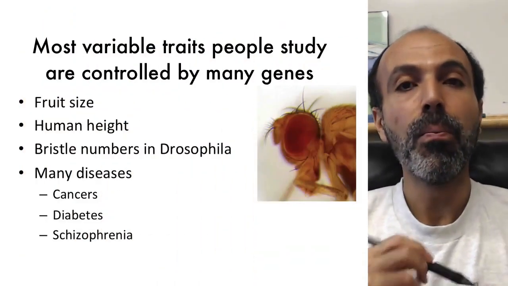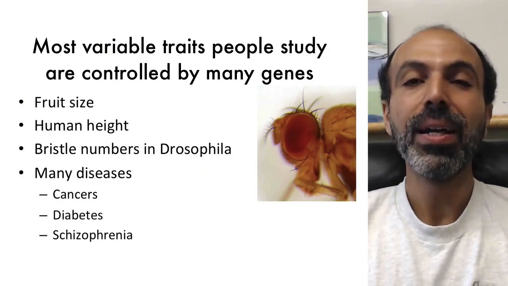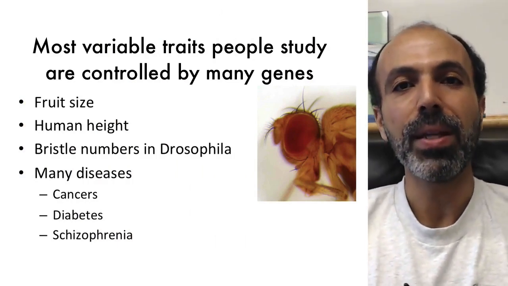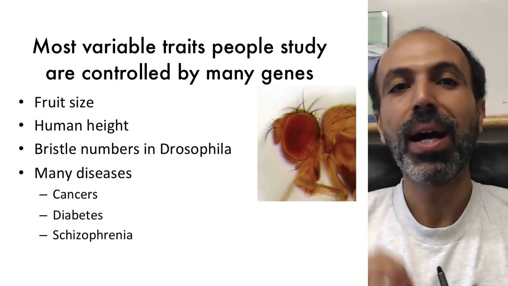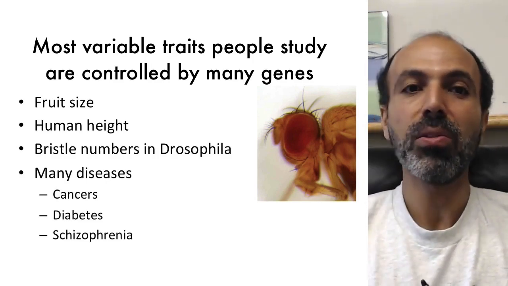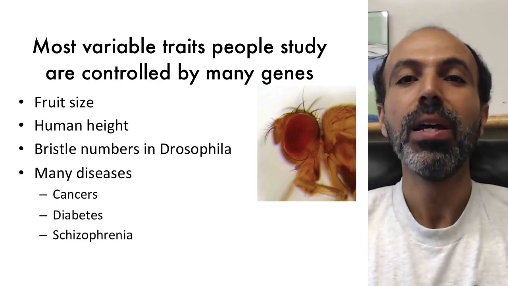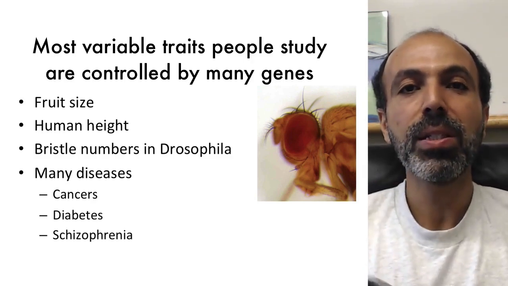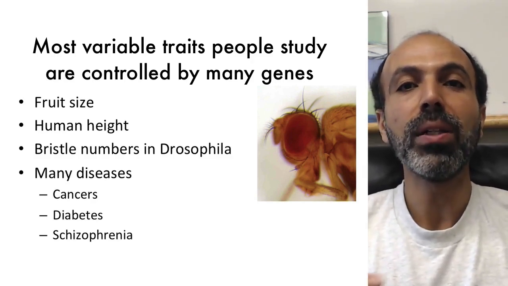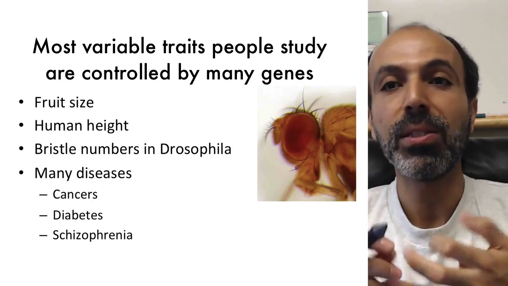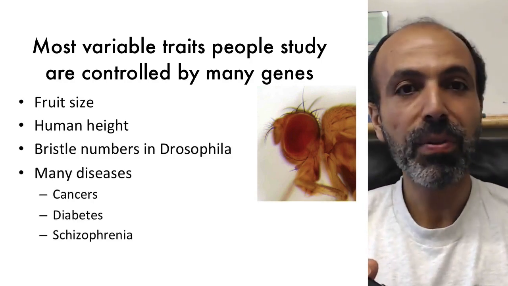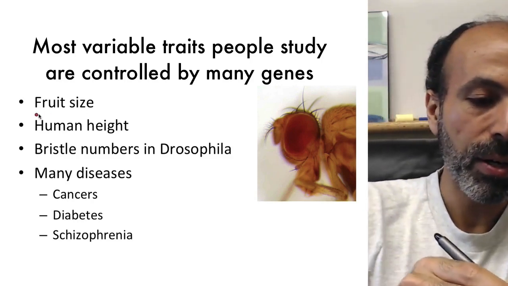So let's get started. Now, as I mentioned before, most variable traits that people study tend to be controlled by many genes, not one gene. There's not a single cancer gene. There's not a single diabetes gene. But in fact, there are many genes that contribute to the likelihood you could get something like cancer, diabetes, schizophrenia, etc.